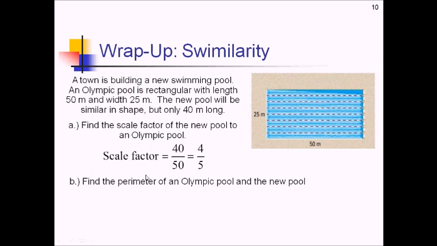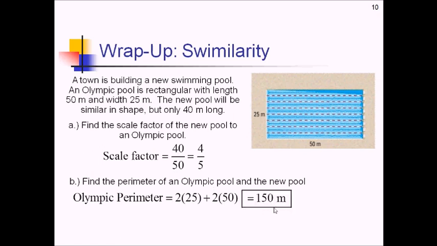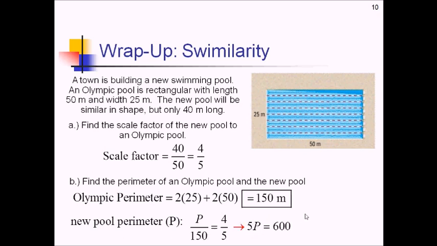Next, finding the perimeter of the Olympic pool first. We've got twice the length plus twice the width, so 2 times 50 plus 2 times 25. That's 50 and 100, or 150 meters. And now we'll set up a proportion. Let's call the perimeter of the new pool just P. We can say that P over 150 equals our scale factor of 4/5. So that's going to be 5P equals 600. Dividing by 5, we get P equals 120 meters.